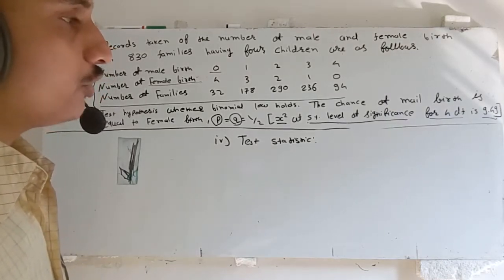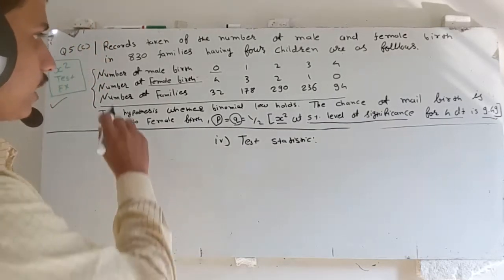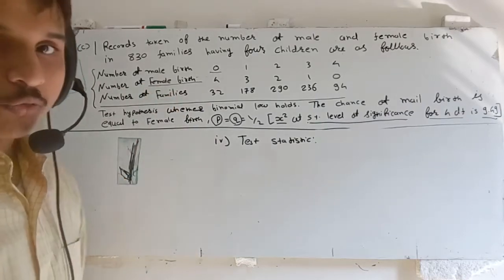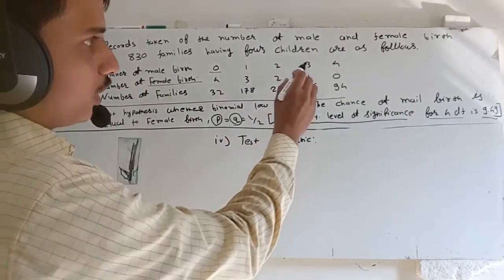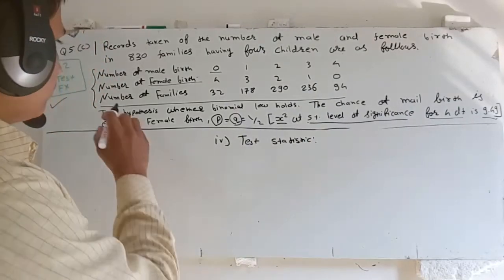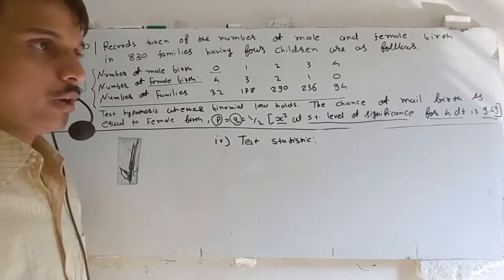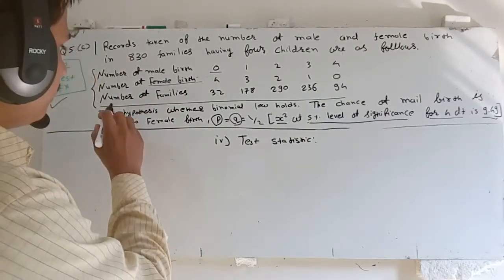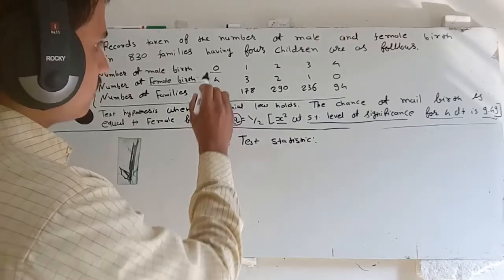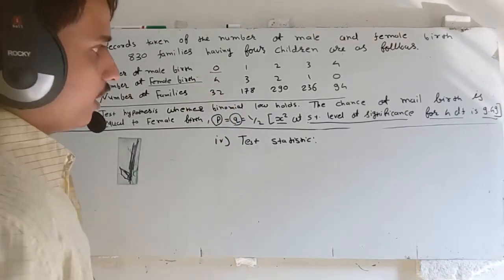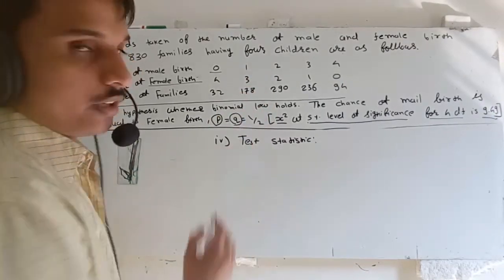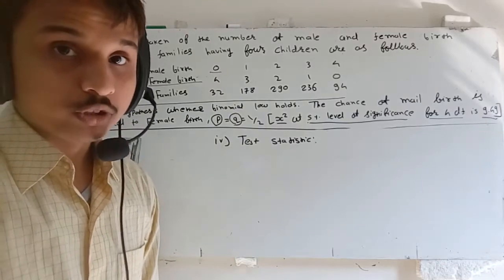So the question says records taken of the number of male and female births in 830 families having 4 children are as follows. In the question we are given a table. First row says number of male births out of 4 children: 0, 1, 2, 3, 4 represent numbers of male births. Second row represents number of female births. And third, number of families. So 32 families have 0 male and 4 female. 178 families have 1 male child and 3 female children out of 4 children.